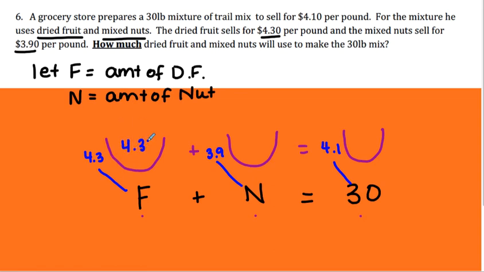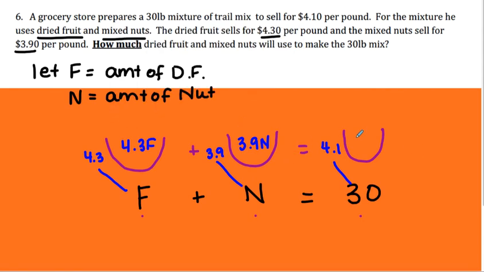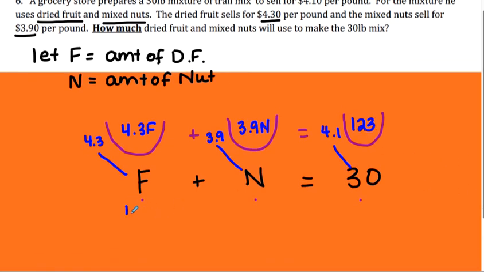So 4.3F plus 3.9N equals 4.1 times 30, which is going to give me 123. And there's my second equation. So I'm going to rewrite it right down here. All right, now they're both in standard form.